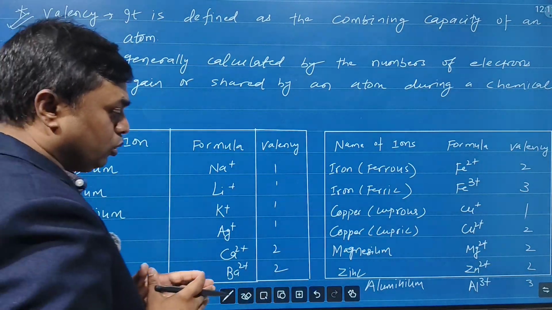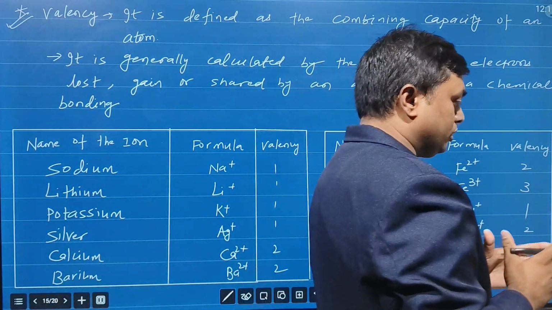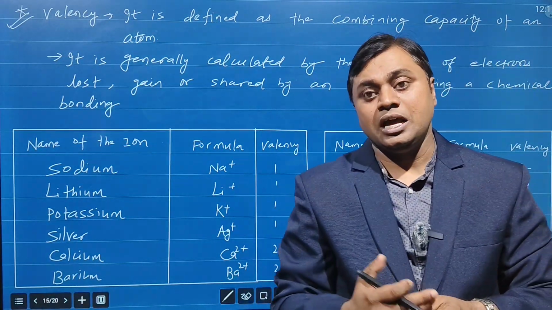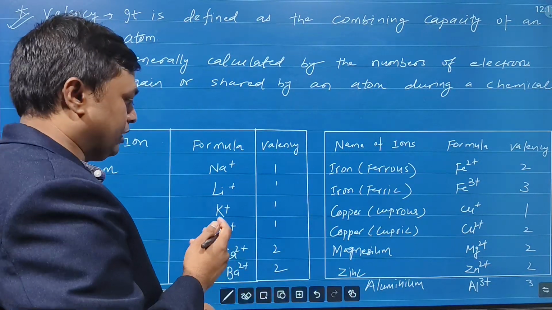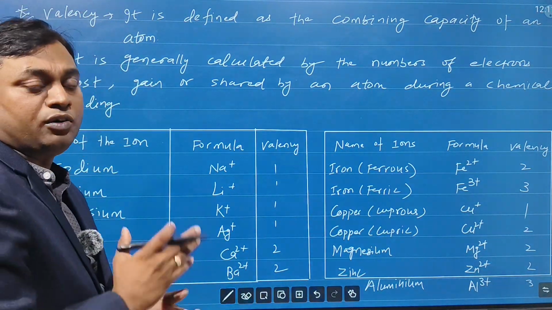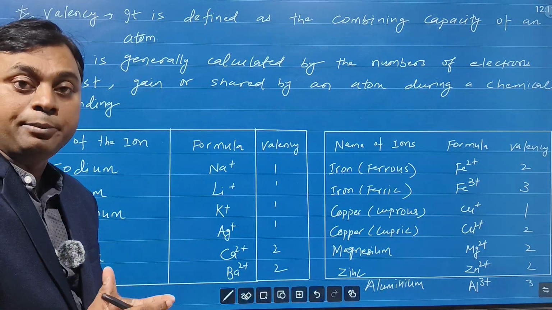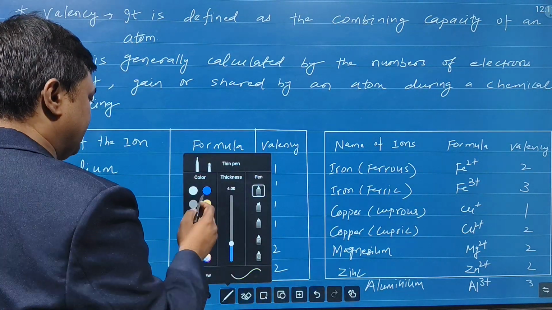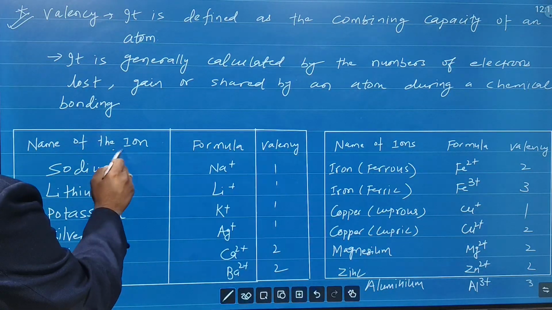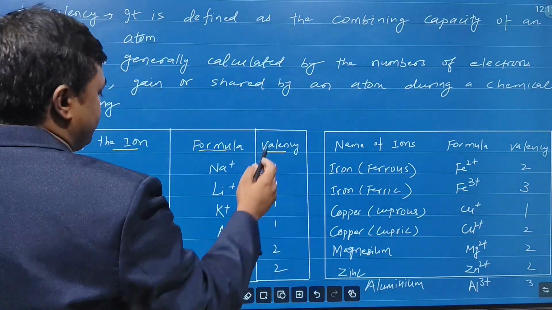Here, this is to write the correct chemical formula. You should know the symbols, how to write them and what their valency is, which is very, very important. You can score 2 to 3 marks if you know the proper chemical formulas with their valencies. Here, the names of the ions are there, with their formulas and valencies.